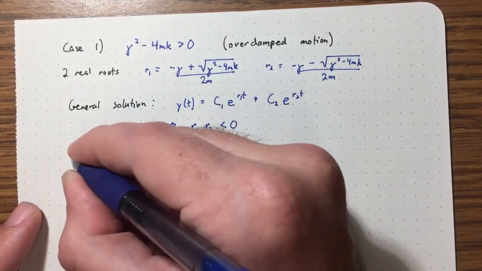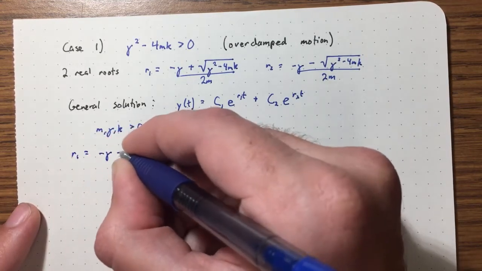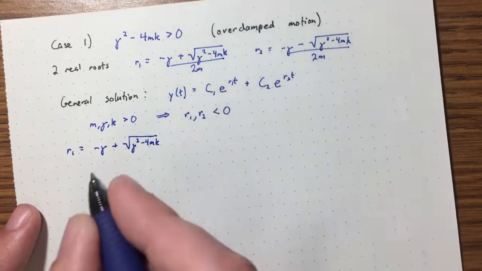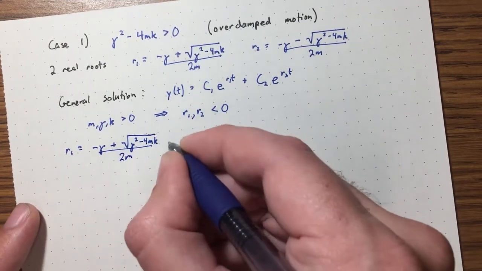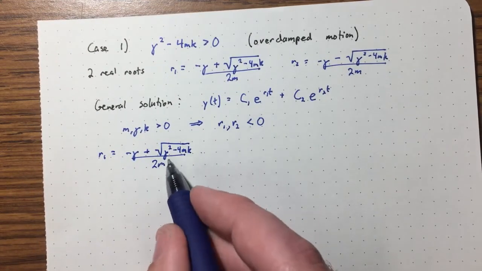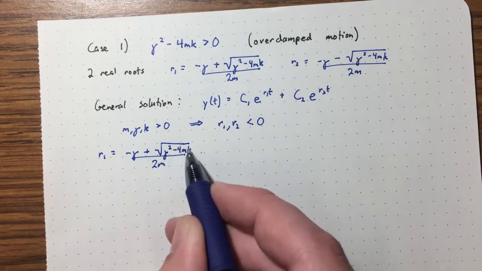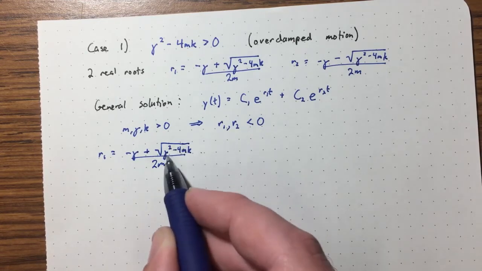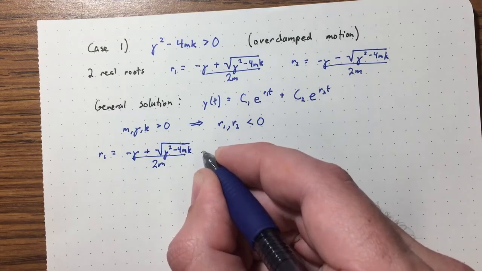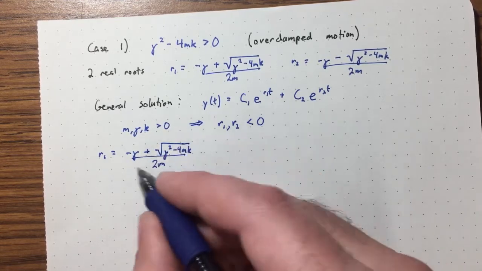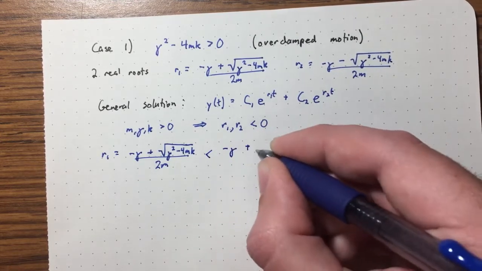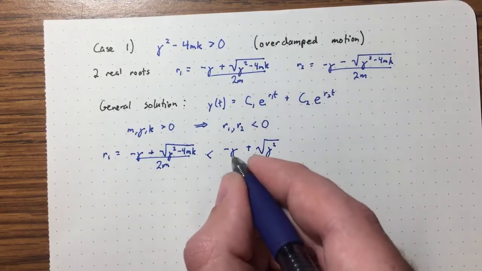So let's look at that really quick. r1 is negative gamma plus the square root of the discriminant over 2m. But if you look at this thing in the square root, this number in the square root is definitely less than just gamma squared on its own. And so this number here, since I'm adding, is less than negative gamma plus what I would have if I just had the gamma squared alone.